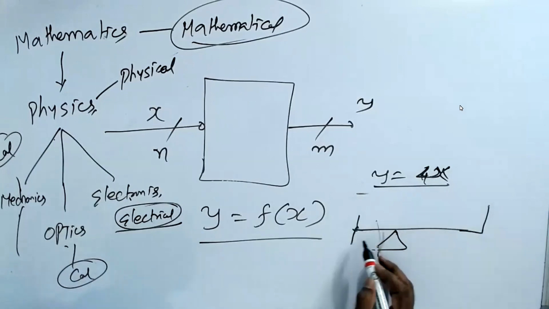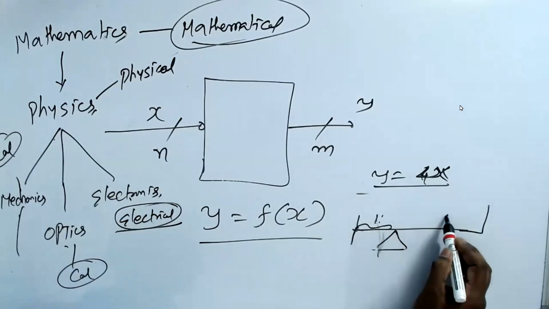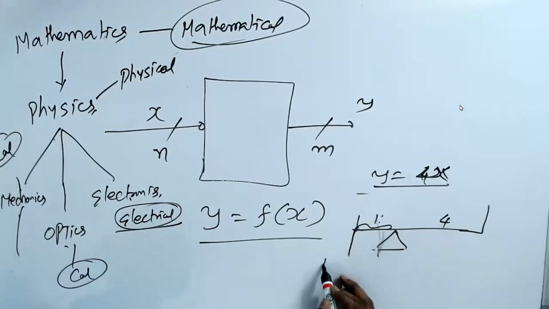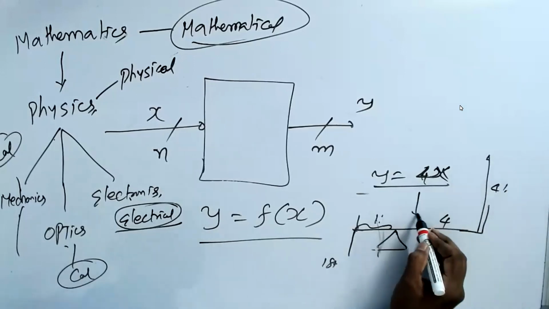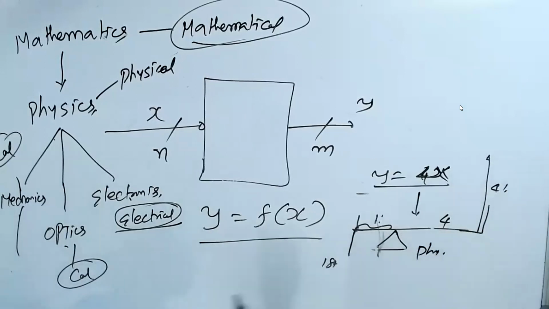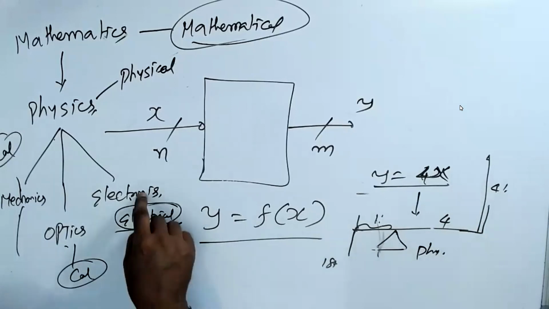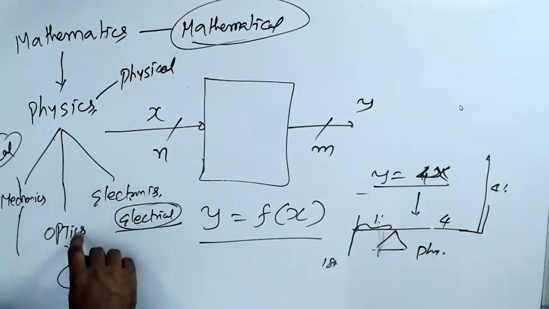The same thing, I have a lever, I pull it, it goes up. If this goes, this is 1:4. If it goes by 1 foot, this will go by 4 feet. So this is physical. So all this electronics, mechanics, optics, all are branches of physics.